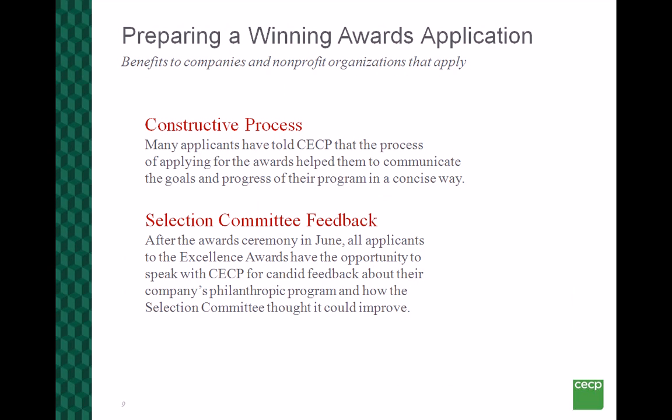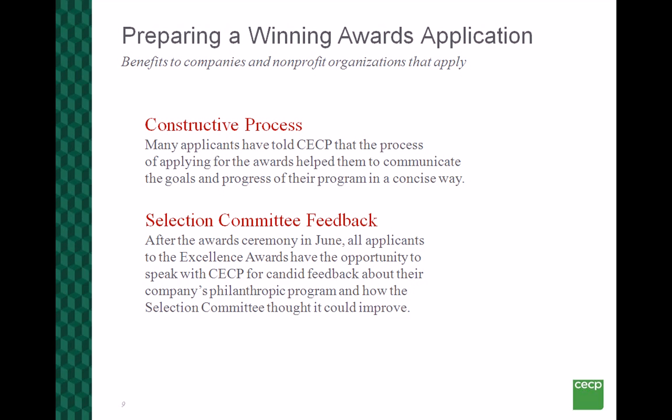But what about those corporations that don't win the award? There are great benefits to those programs as well. First, the process of applying for the awards can be a productive exercise in communicating the goals and impact of your program for use in other materials. Also, the selection committee takes great care in discussing and compiling feedback for each of the applicants. After the award ceremony in June, each applicant has the opportunity to consult with CECP about areas where their program may be able to improve.